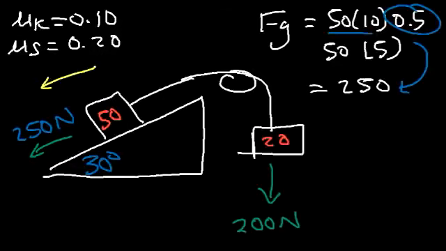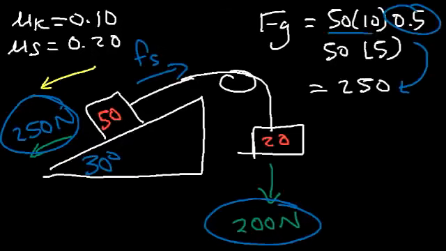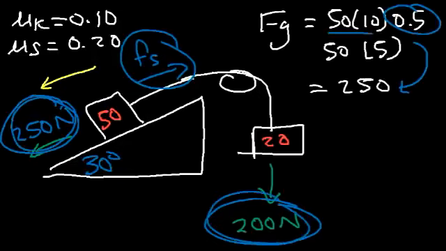So if it moves to the left, in what direction will static friction be directed? Friction opposes motion, so F of S is going to go against the 250. So the 250 has to not only support the weight of the 20 kilogram object, but it has to overcome static friction. So static friction has to be less than the difference between 250 and 200. If F of S is less than 50, the objects will move to the left. If F of S is greater than 50, then the system will remain at rest.